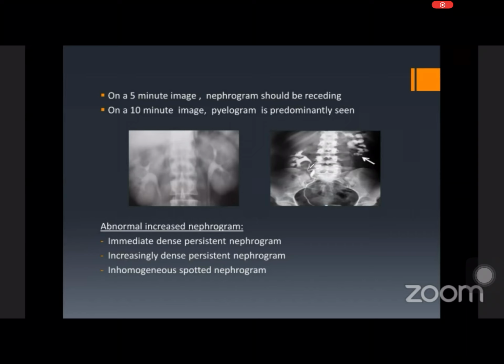What happens on a 10-minute image is that most of the contrast is excreted from the parenchyma into the collecting system. So on a 10-minute image, the pyelogram is predominantly seen, meaning that the contrast in the collecting system should be more than the contrast in the renal parenchyma.